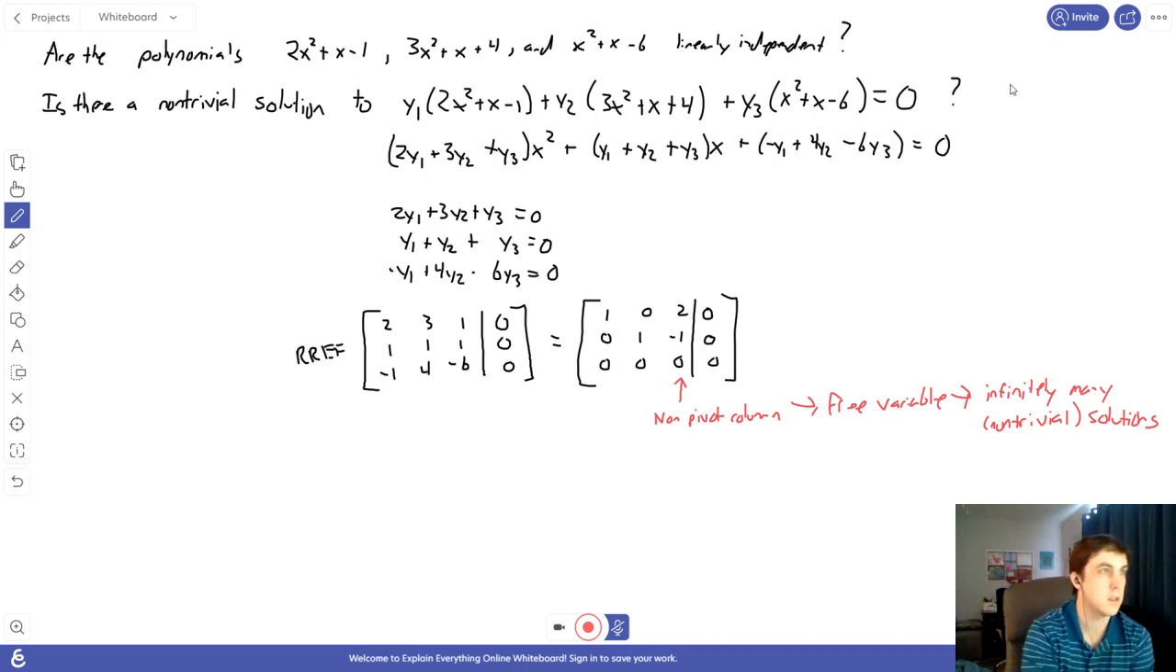So the answer to this question is yes. Is there a non-trivial solution? That means that our polynomials are linearly dependent. We can build that third one out of the first two.